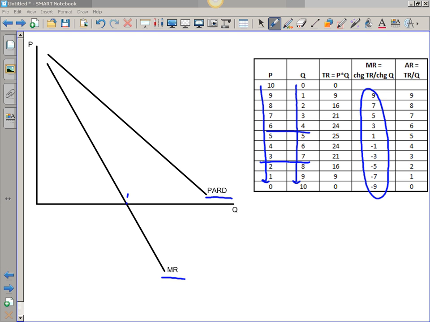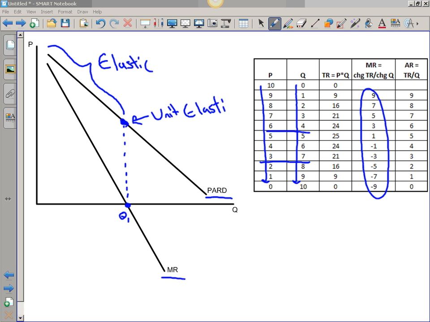So if we look at this graph, we can draw a point right here where the quantity where marginal revenue is 0. This whole area prior to that quantity is where demand is elastic. The point that I have drawn here would be unit elastic, and then everything beyond that point would be the inelastic portion of the demand curve.